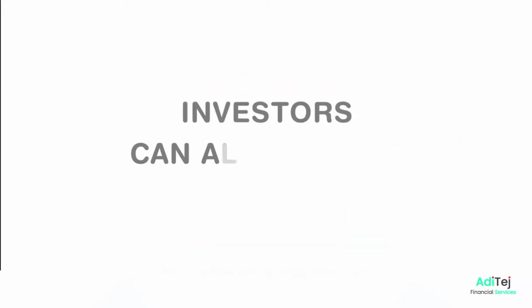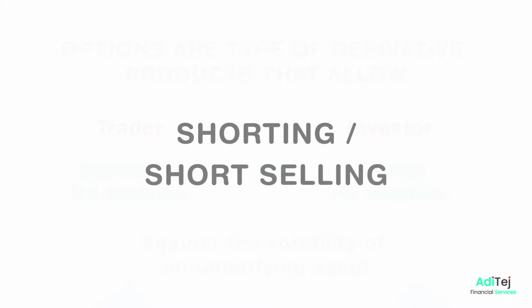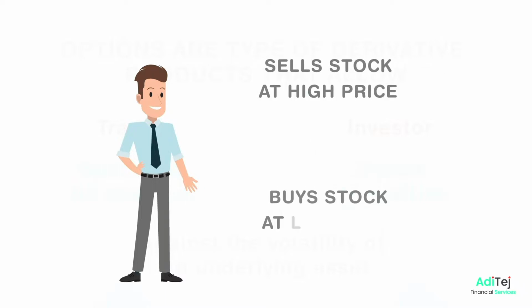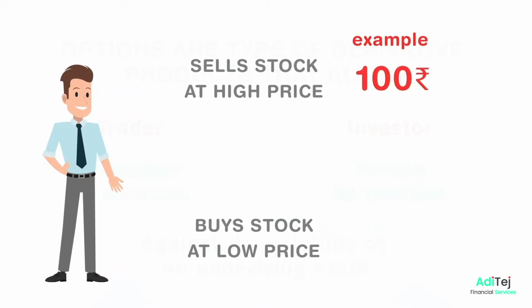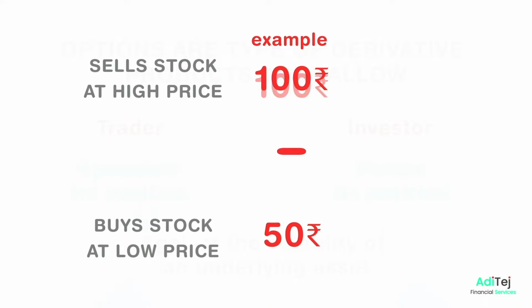Investors can also short the call and put options. Shorting or short selling is a trading strategy wherein traders sell the stock first, ideally at a higher price, and later buy the same quantity of stocks after a significant fall in the stock price. The difference between the high selling price and the low buying price becomes the profit of the trader.